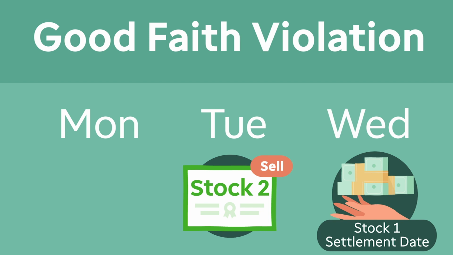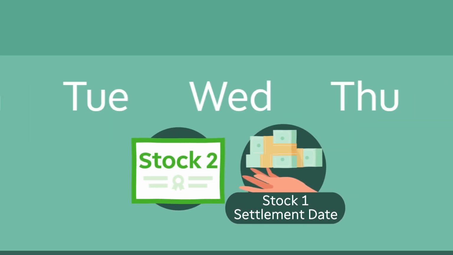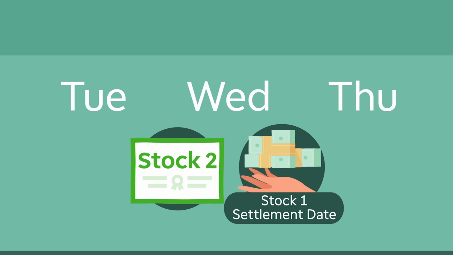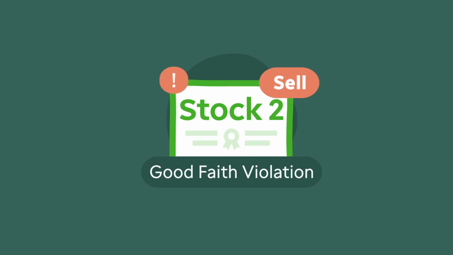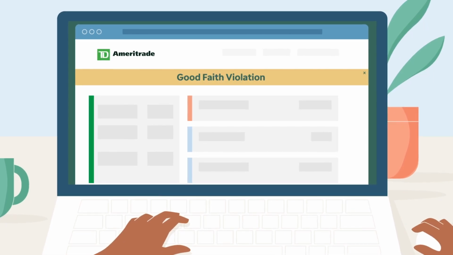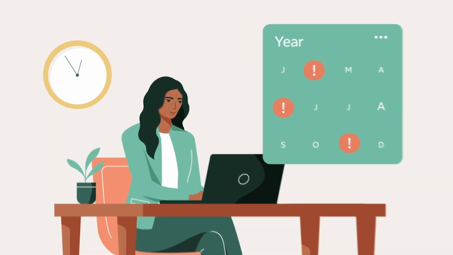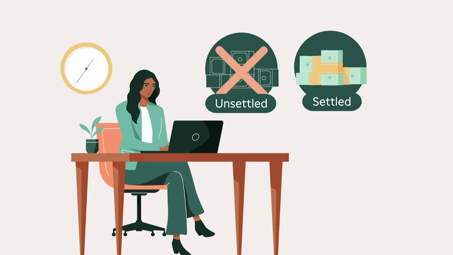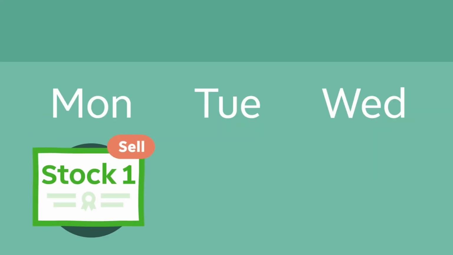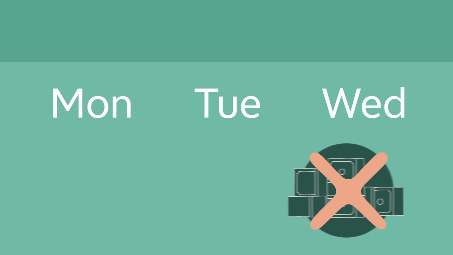To avoid a good faith violation in this instance, you'd have to hold onto your new stock shares until Wednesday. This is the day your funds from the previous trade would settle, and you'd be able to sell your new stock. If you commit a good faith violation, you'll be notified with a secure message. If you commit 3 good faith violations during a 12-month period, you'll be restricted to trading using only settled cash for 90 days. This means you won't be able to use the proceeds from a sale to make an additional purchase until that trade settles, which takes 2 trading days.